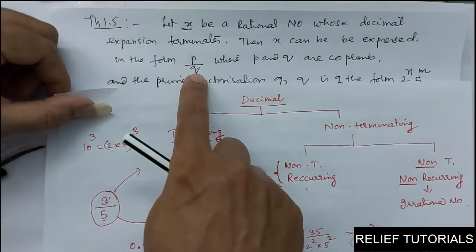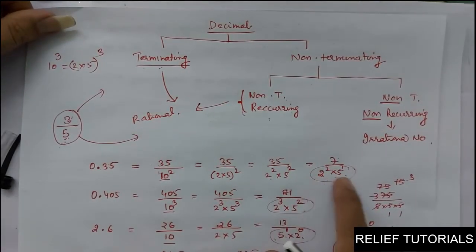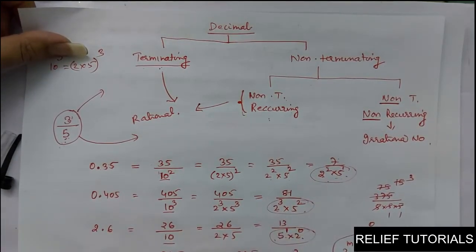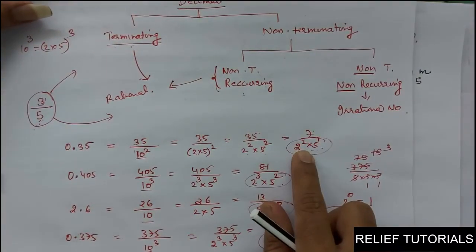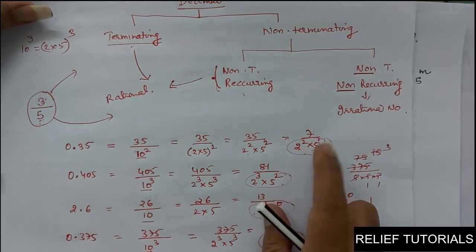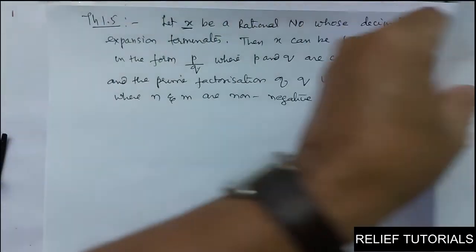Then x can be expressed in the form p by q, where p and q are co-primes. See, now here you cannot cancel. 7 is prime. Here also prime. All these are primes. The prime factorization of q is in the form 2 raised to m, 5 raised to n, where m and n are non-negative integers. Clear or not?